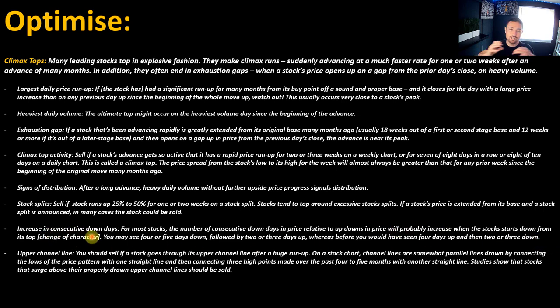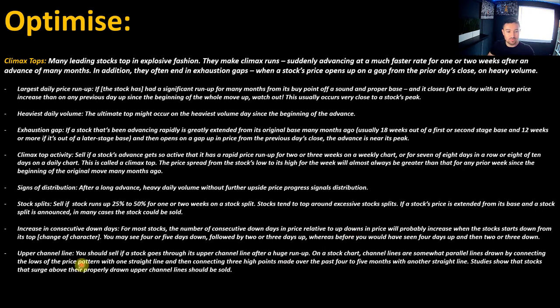So this is a change of character. You may have seen that on average, you may see 4 or 5 days down followed by 2 or 3 days up, whereas before you would have seen 4 days up and then 2 or 3 down. So suddenly you're now seeing the tables turning. So instead of the stock having multiple days up then a couple of days down, you're now seeing multiple days down followed by a couple of days up. Bit of a change of character point. Again, context, where are you seeing that happen?